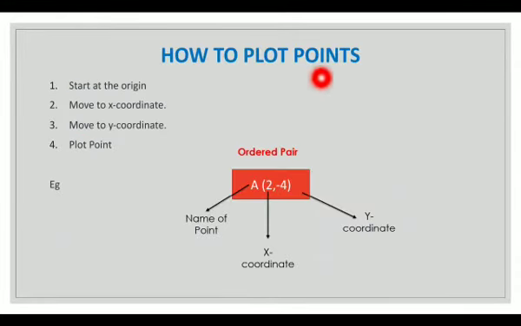How to plot points? Start at the origin, move to x coordinate, move to y coordinate and then plot the point. For example, A (2, -4). Here A is the name of the point, 2 is the x coordinate and it shows how to move on x-axis. -4 is the y coordinate and it shows how to move on y-axis. (2, -4) is the ordered pair.